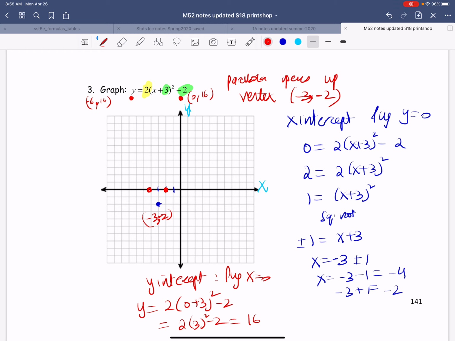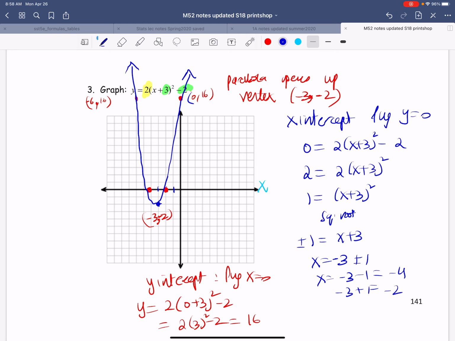Yep, that's going to be about here. Right here. All right, now it's time to connect the dots, plot the points, and it has to touch. Let's fix it. It has to touch the x-axis at this point, and the y-axis at that point, at 16. All right, so there's my parabola.